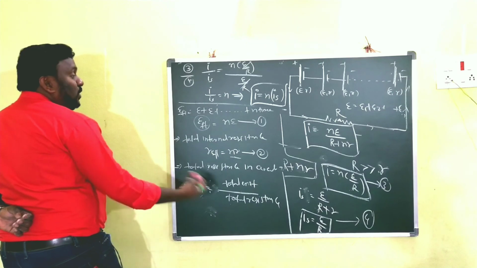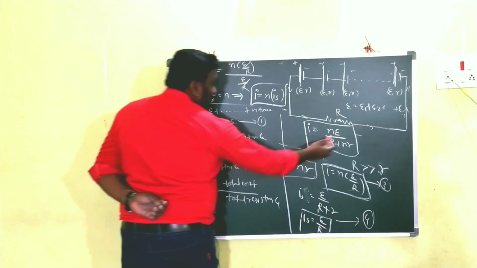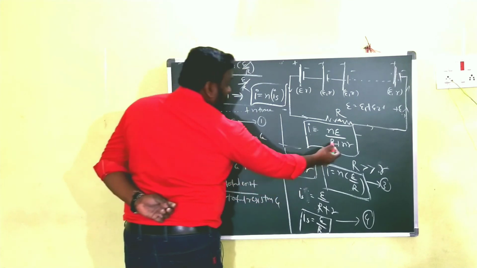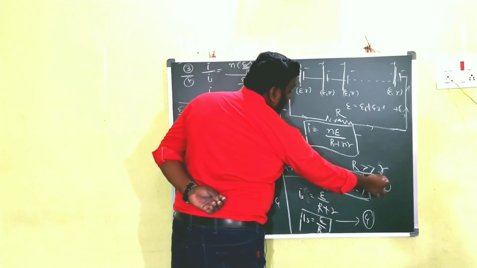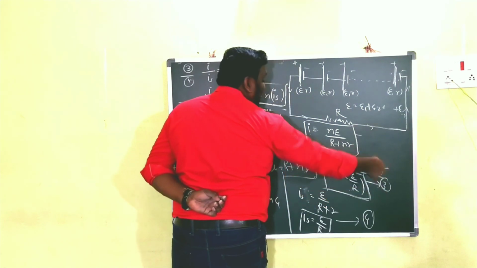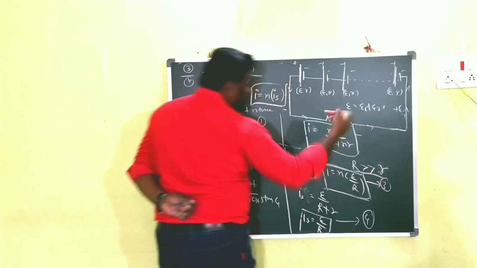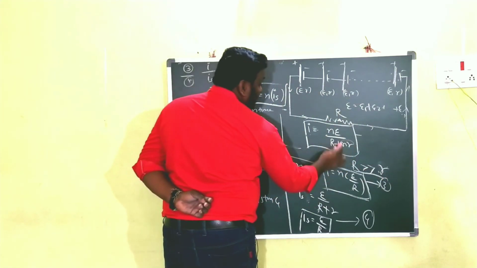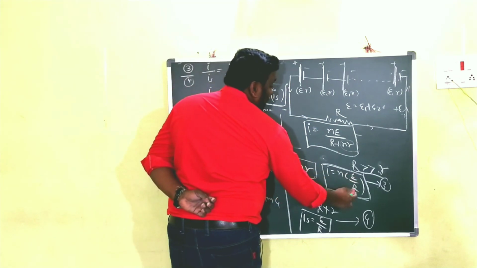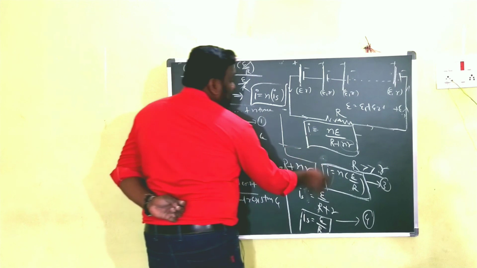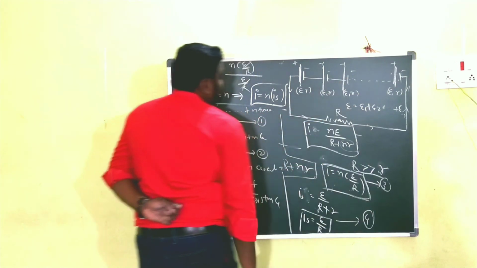In that formula, we substitute: I equals n epsilon by R plus nr. After that, we select capital R much greater than small r. That means compared to capital R, small r is negligible, so we omit it. Then I equals n into epsilon by R. These two equations represent the current through the series combination.